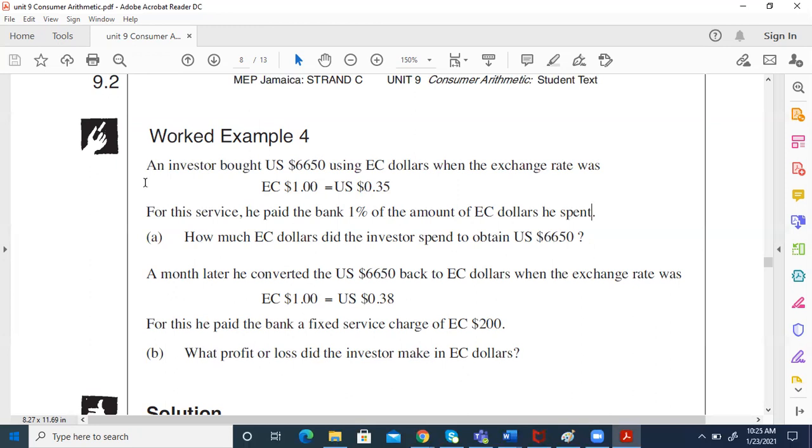If you look at it, one EC dollar is equal to 35 cents US, which is less than a dollar, right? So you're going to need more EC dollars than the 6,650 to get the US that you want. So it's like asking yourself: how much EC do I need to get 6,650?